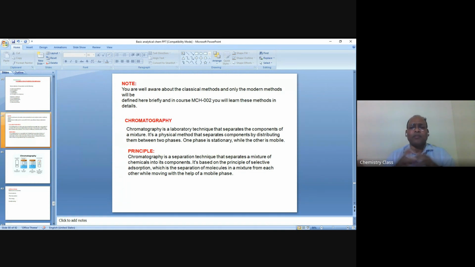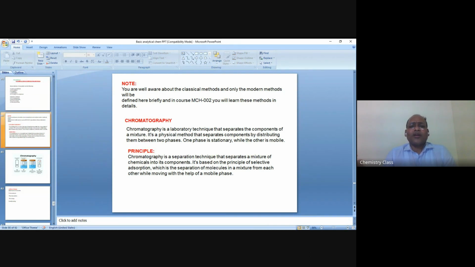We don't have the intention to teach you again, but we have to come to the modern techniques only. As one student asked, how can I determine molecules and all the things I told you. So in this unit we have to understand what methods and techniques are there, where you have to use them, and what the principles are. We'll study these in MCH-002 in your program. Chromatography is the modern method, modern technology.